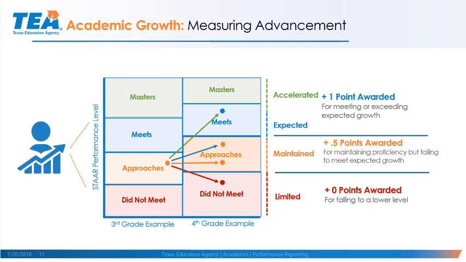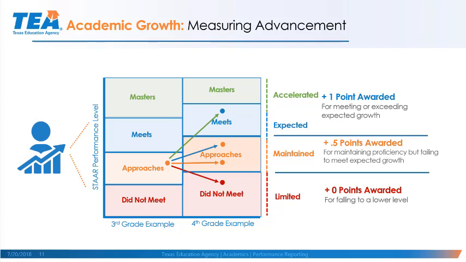In Example 1, following the green line, a student performed at the Approaches grade level standard on his or her grade 3 STAR last year and at the Meets grade level standard on the grade 4 STAR this year. This example earns 1 point, as the student received an accelerated STAR progress measure.